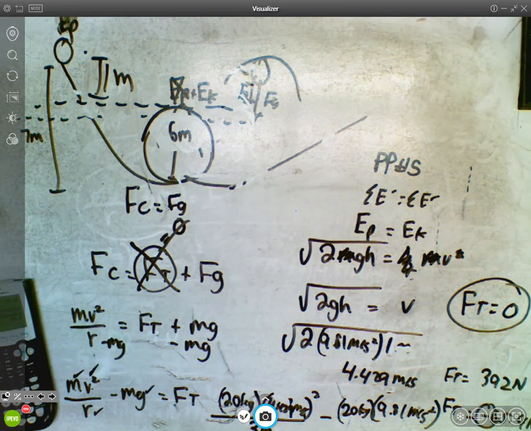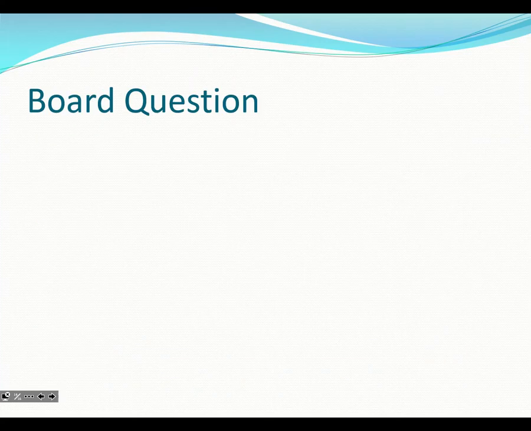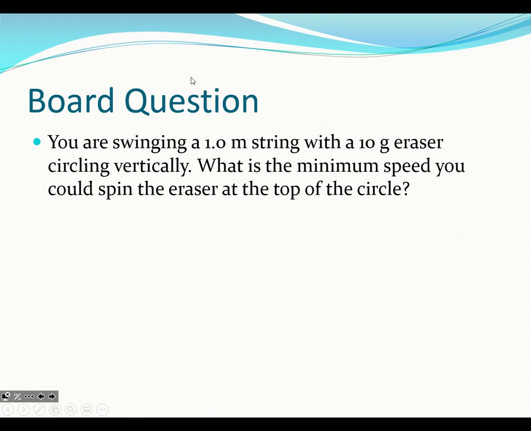Okay, so let's do a board question that shows that. You are swinging a 1 meter string with a 10-gram eraser circling vertically. What is the minimum speed? Minimum speed, very important. You could spin the eraser at the top of the circle. So let's do this question. Oh, sorry, I didn't even put the question up. Sorry. Now you can read the question. You're swinging a 1 meter string with a 10-gram eraser, circling vertically. What is the minimum speed that you could spin the eraser at the top of the circle?